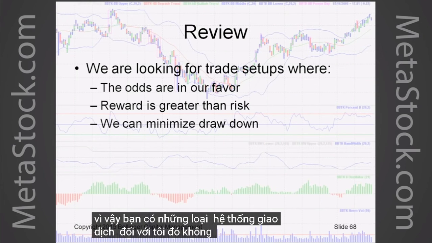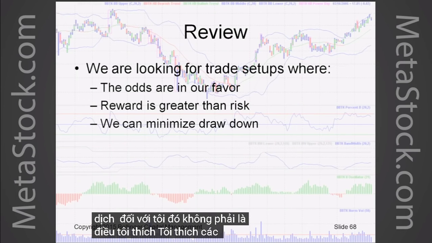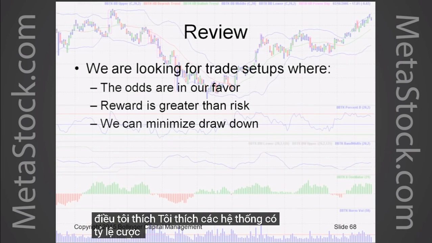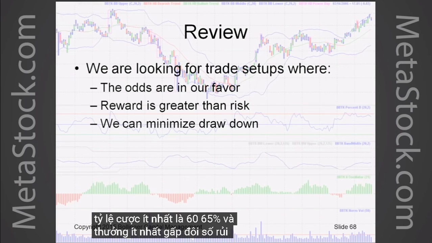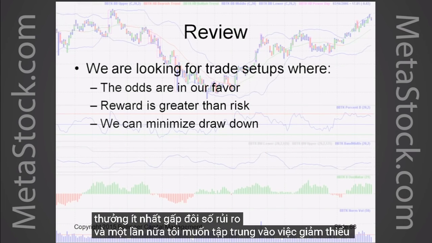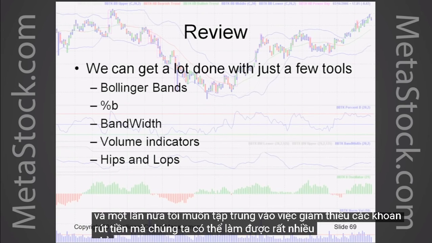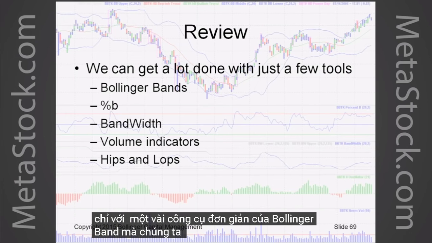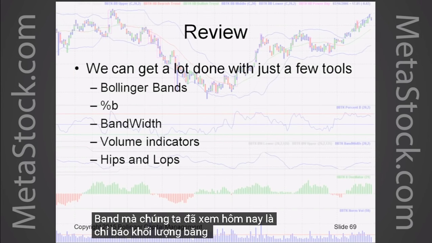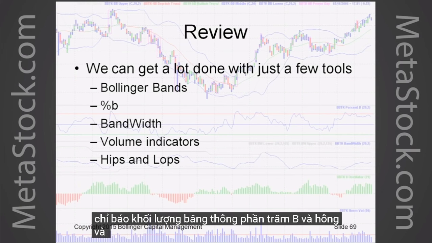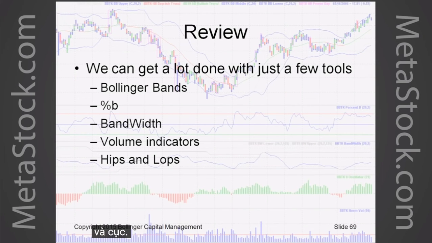For me, that's not the sort of thing I like. I like systems that have the odds of at least 60, 65% and reward at least twice the amount of risk. And again, I like to focus on minimizing drawdowns. We can get a lot done with just a few simple Bollinger Band tools. All we looked at today was percent B, bandwidth, volume indicators, and hips and lops. And we saw 3 different approaches to identifying potential patterns with Bollinger Bands.